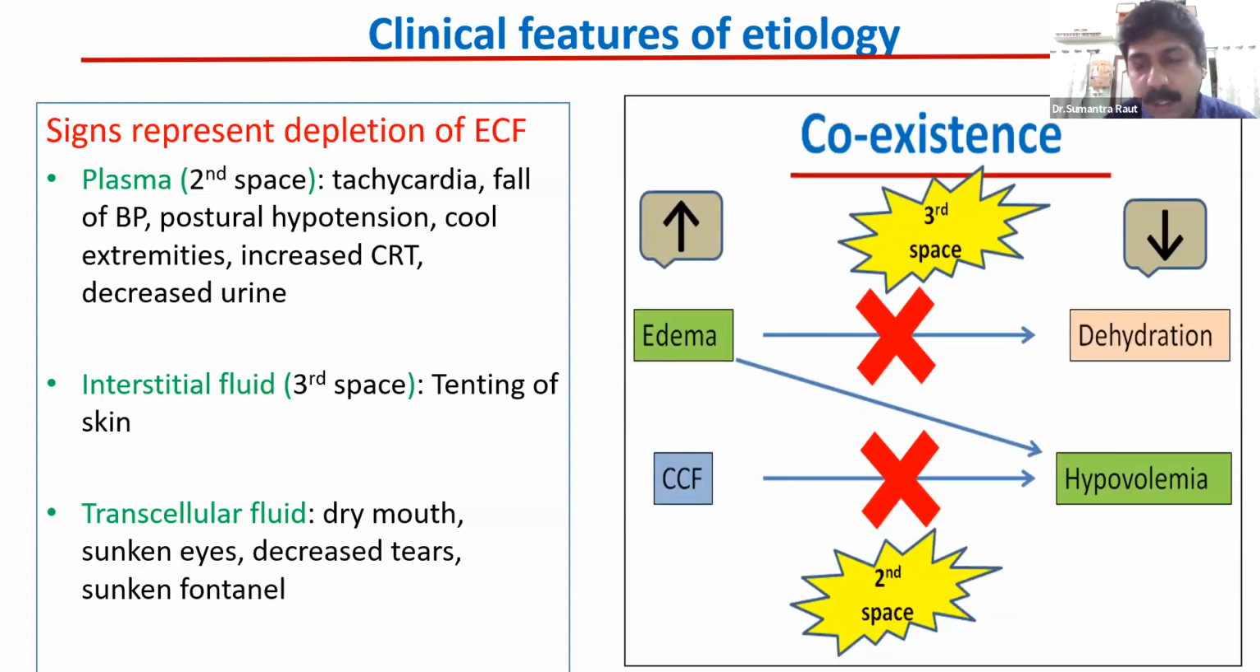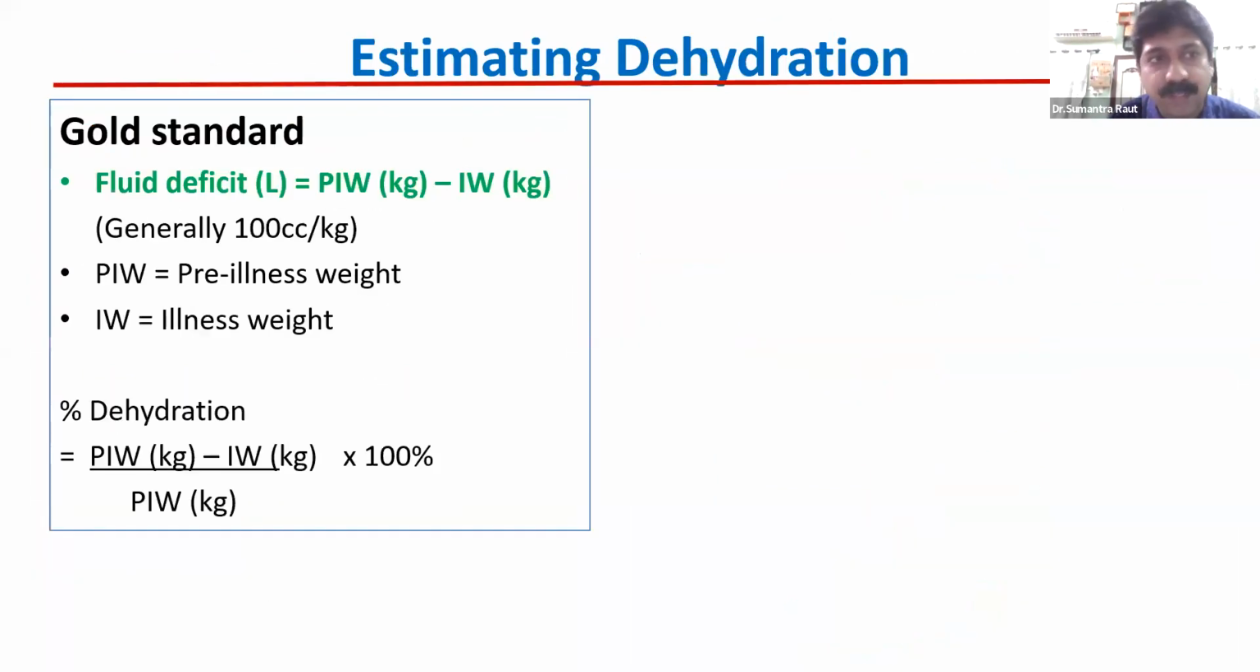Just as a recap, if the interstitial space is overloaded, it causes edema. If it is underloaded, it is called dehydration. If the vascular space is overloaded, it is called heart failure. If it is underloaded, it is called shock. So edema and dehydration cannot coexist. Similarly, heart failure and hypovolemia cannot coexist, but edema and hypovolemia can coexist. The classic example is nephrotic syndrome, which follows the underfill theory.